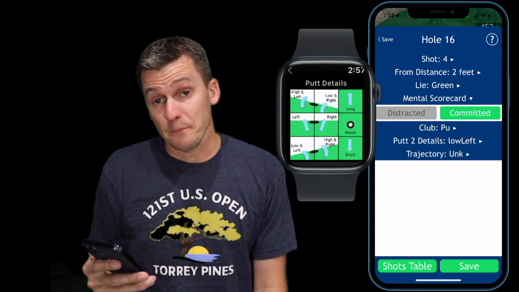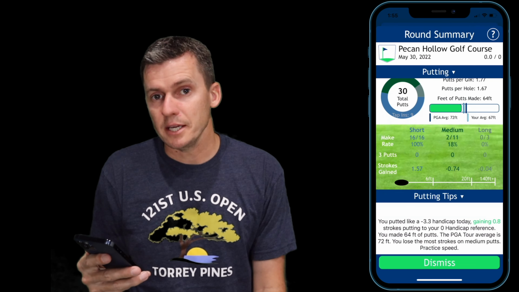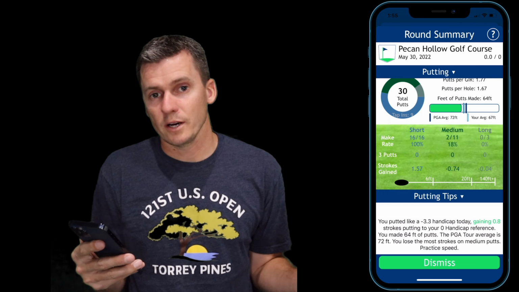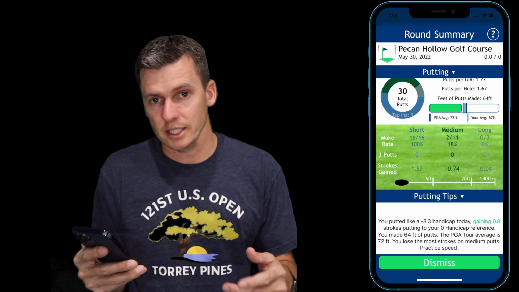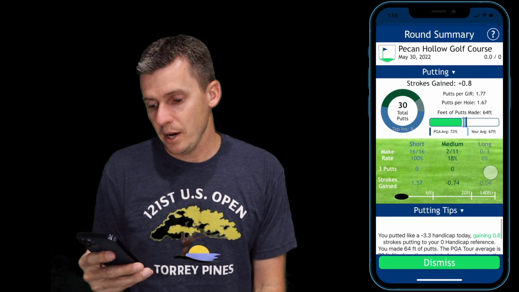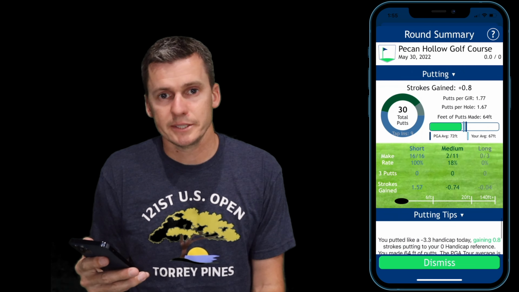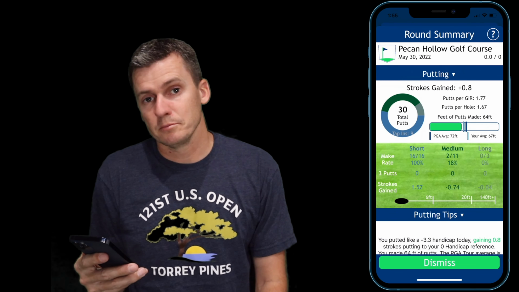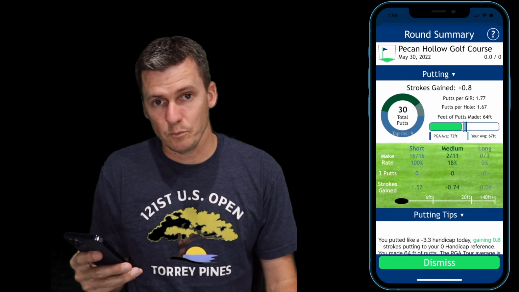Long putts, I didn't make any long putts over 20 feet, but I didn't 3-putt any of them either. All you're trying to do from long range is lag, make it easy. If it goes in, it's a bonus. So overall, I putted really well. Gained 0.8 strokes, didn't give anything away. Opportunity for improvement: fast greens, need to read more break.